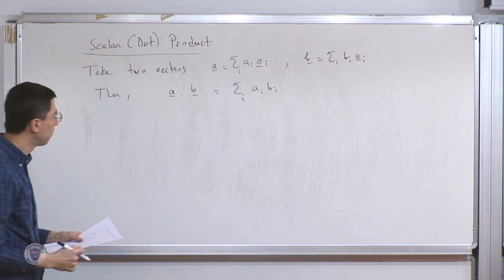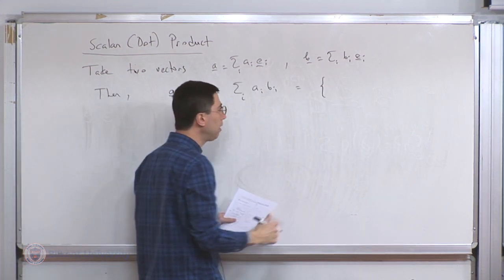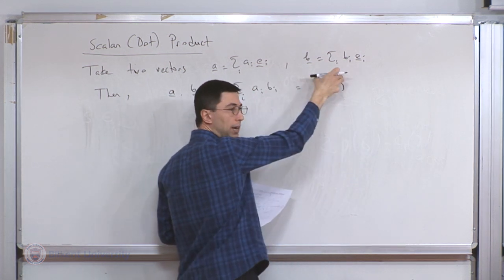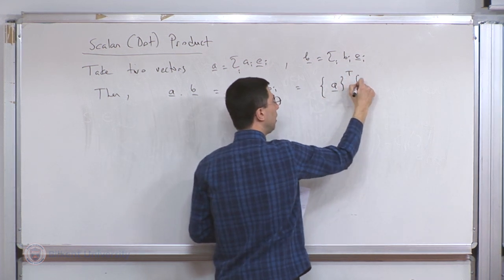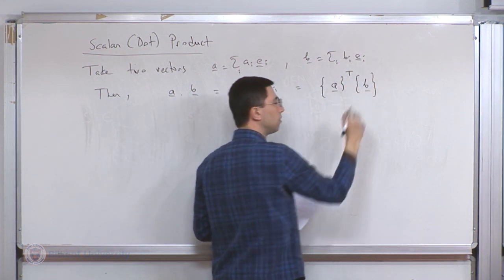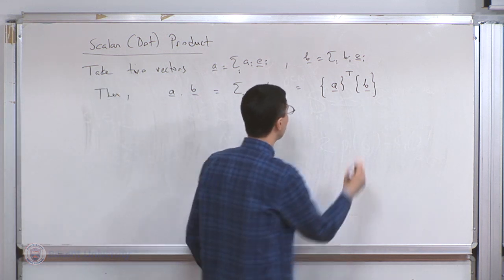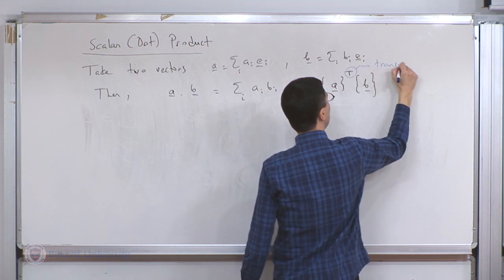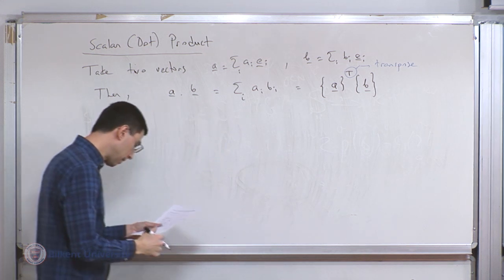So it's a_i b_i. Another way to indicate this would be to take the components of the vector A, put them in an array, take the transpose of that, and multiply it with the components of B. That's another way to indicate this operation. This, remember, is the transpose. Transpose turns rows into columns and columns into rows.